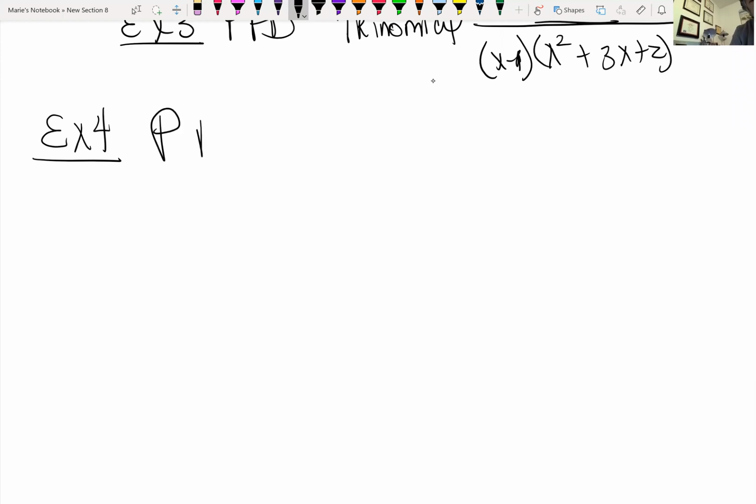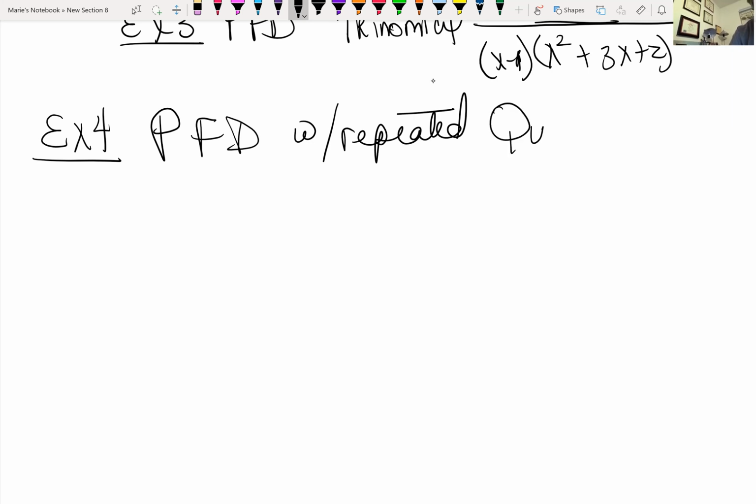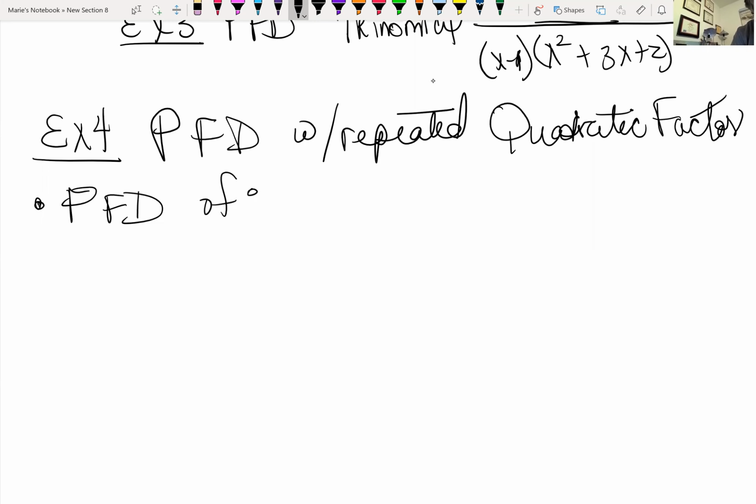We're also doing partial fraction decomposition, but this time with a repeated quadratic factor. A repeated quadratic factor. This looks like this. Find the partial fraction decomposition of. Now remember, on a quiz or test, they're not going to tell you, hey, this is a repeated quadratic factor. They're not going to tell you that. Or, hey, this is two distinct linear factors. They're not going to tell you that. You have to recognize that and know which of the formulations to implement.